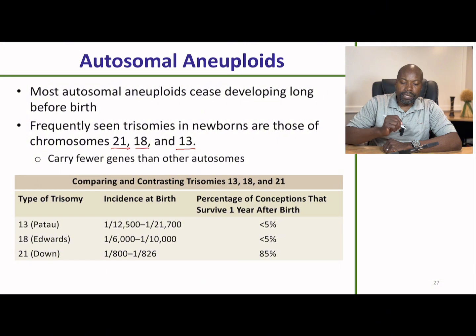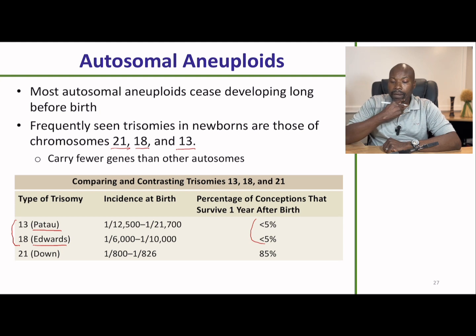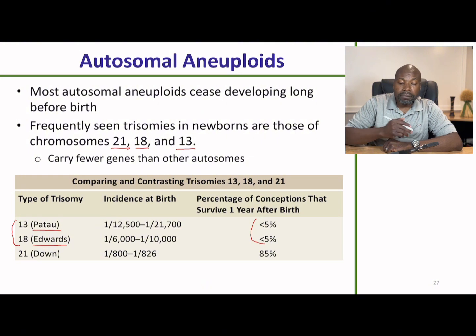right? And these situations actually lead to syndromes like the Patau syndrome and the Edwards syndrome, okay? You can see that these two conditions, extra chromosome 13 and extra chromosome 18, are not very common, okay? Because the individuals are going to die at a relatively early age.